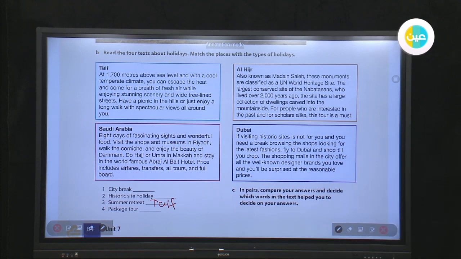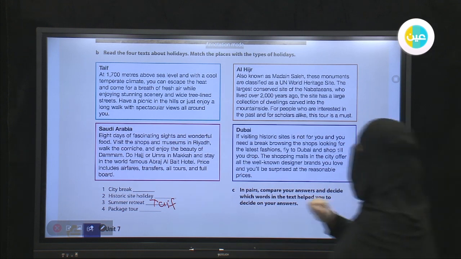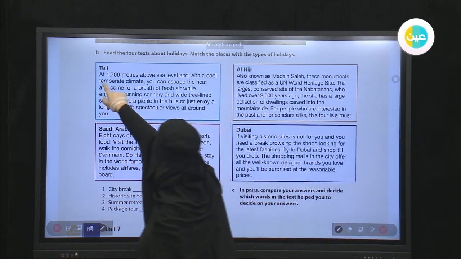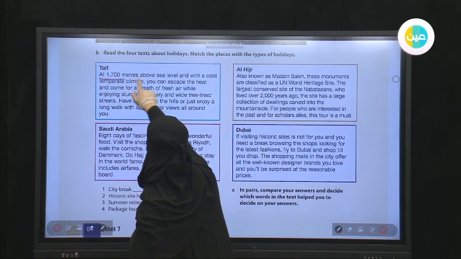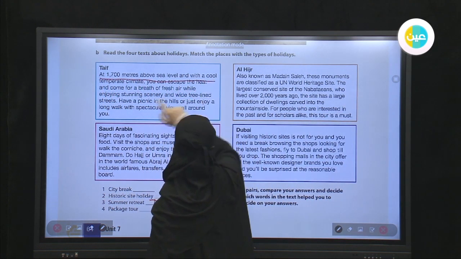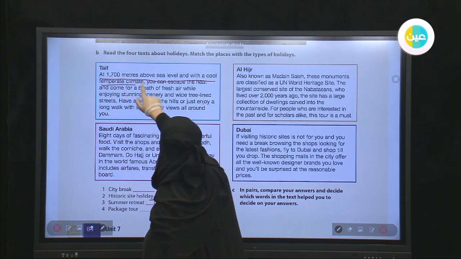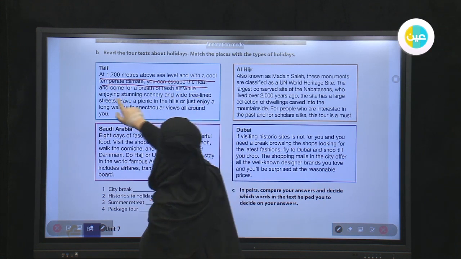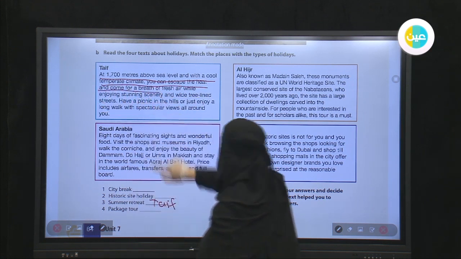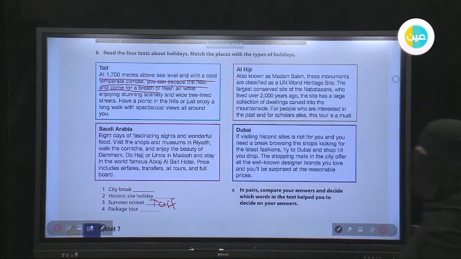Number 2, or how can you know it's the appropriate one? As you can see here in the description in the paragraph, at 1,700 meters above sea level with a cool temperature climate, you can escape from the heat and come for a breath of fresh air. This is a description of the appropriate place for a summer retreat.